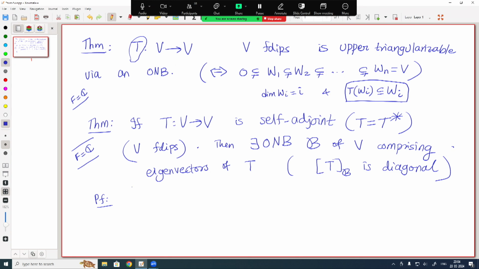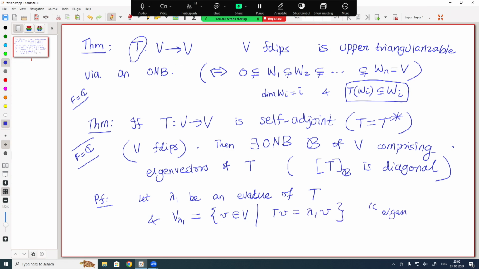So, we need to construct a basis which has all eigenvectors, right. So, we will start with one eigenvalue. Let lambda 1 be an eigenvalue of T, we know for sure there exists some eigenvalue, and let us take the corresponding eigenspace. Let me call this V lambda 1, the set of all vectors v such that T v equals lambda 1 v, right. So, this is the lambda 1 eigenspace of T.